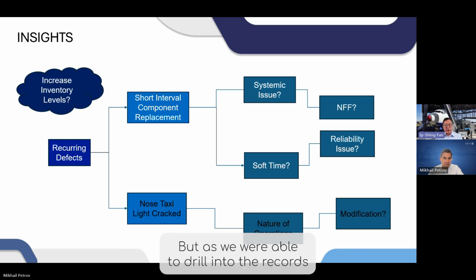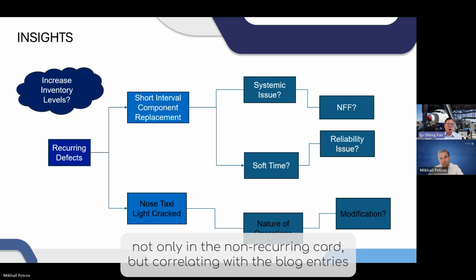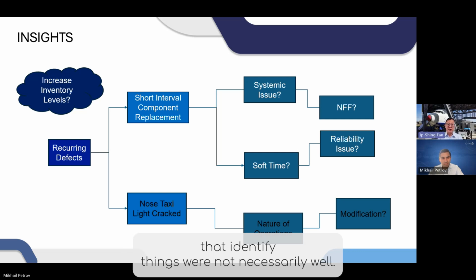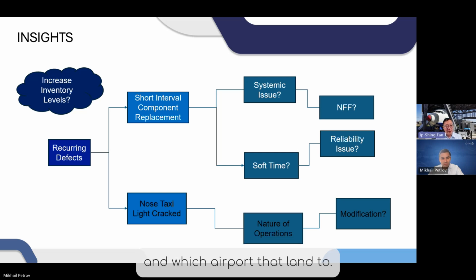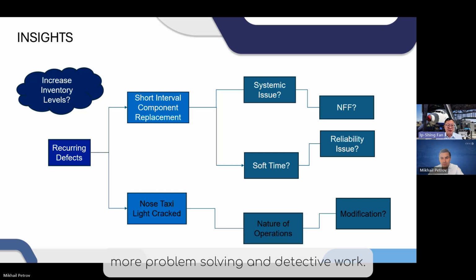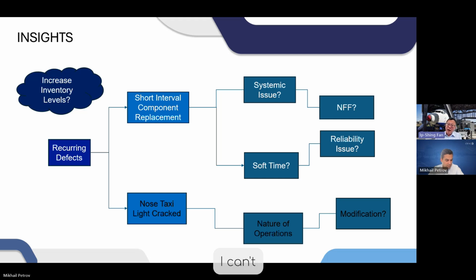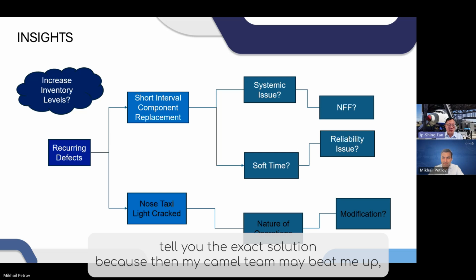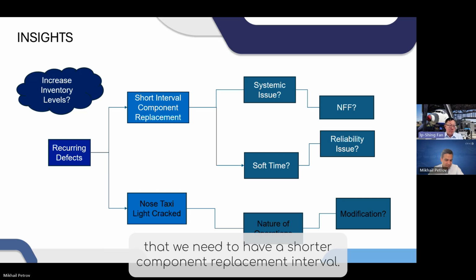But as we were able to drill into the records, we began to see the pattern, not only in the non-routine cards, but correlating with the tech log entries that identify things that were not necessarily well, and we can do the analysis to correlate which flight and which airport it landed at. Then we begin to open up opportunities to do more problem solving and detective work. So in this particular case of recurring defects, I can't tell you the exact solution because my CAMO team may beat me up, but we can go through that investigation route, as to perhaps whether we need a shorter component replacement interval.